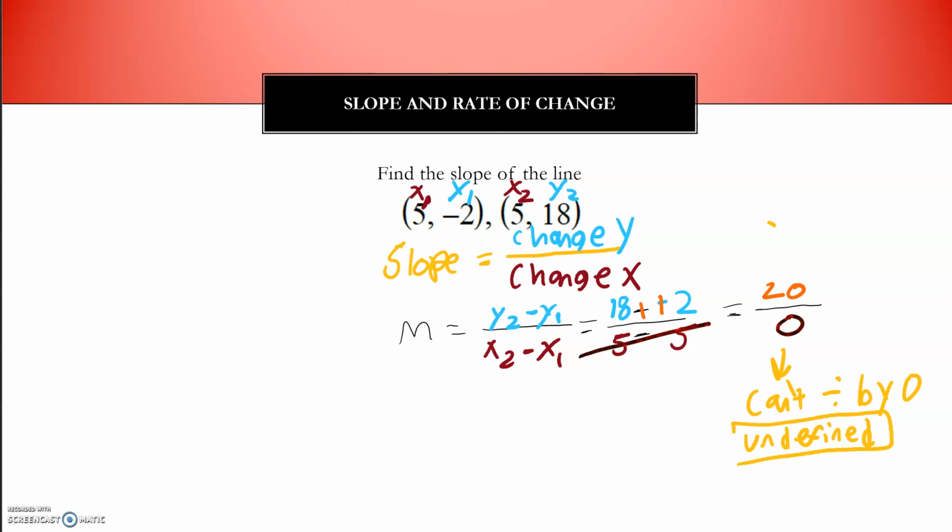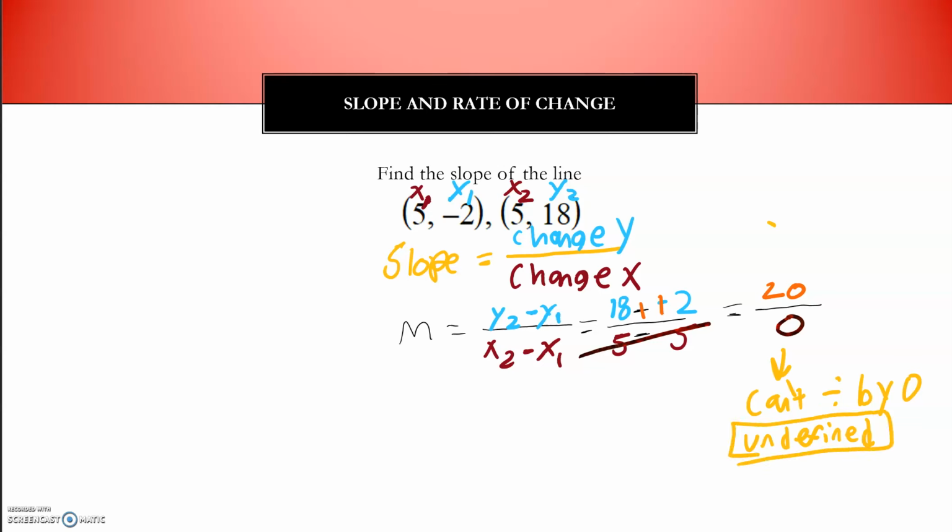Because that operation, 20 divided by 0, is undefined, the slope of that line is also undefined. This is a vertical line. And if you want to visualize it on the coordinate plane, it's a vertical line sitting right at x equals 5. Right?